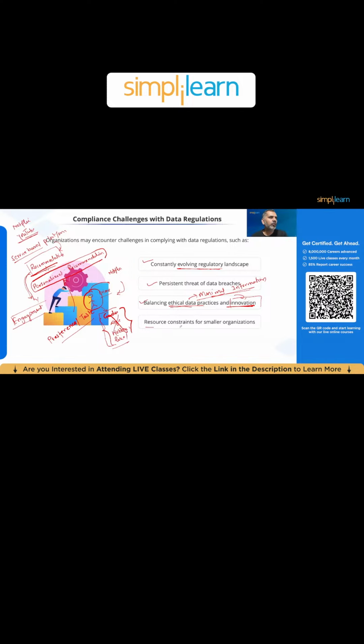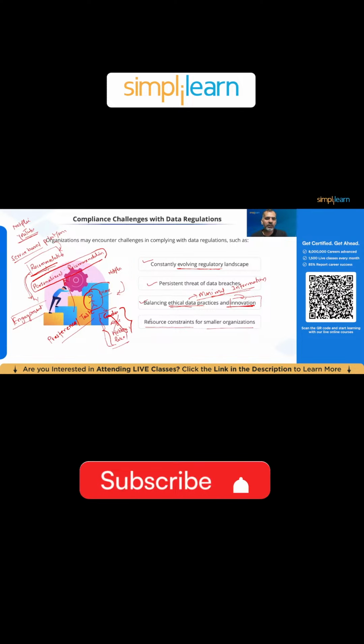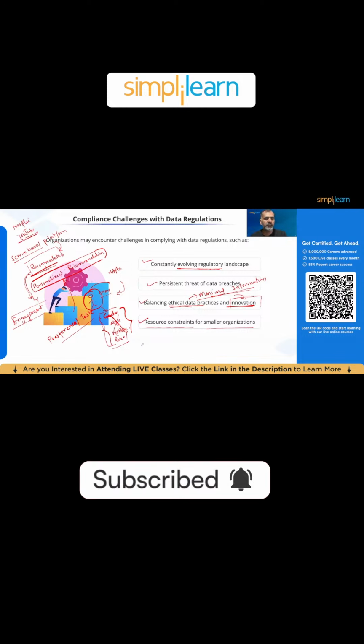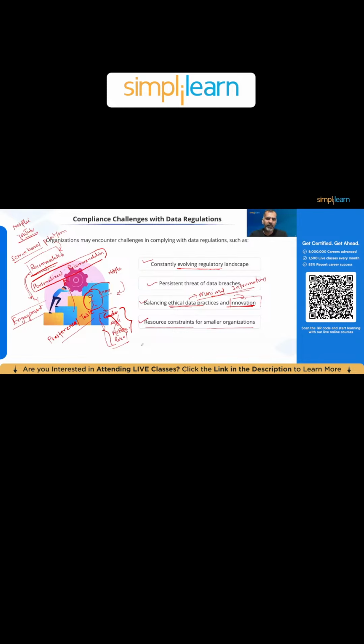And next is the resource constraint for smaller organizations. This is another challenge. If there is an organization which is pretty small, kind of a startup, and you talk about applying all these data ethical practices, you need to purchase certain licenses and resources, and these resources are not available. So small organizations may violate some of the data ethical practices. There are certain challenges, so in that way you can call them challenges, and accordingly, you have to tackle them.